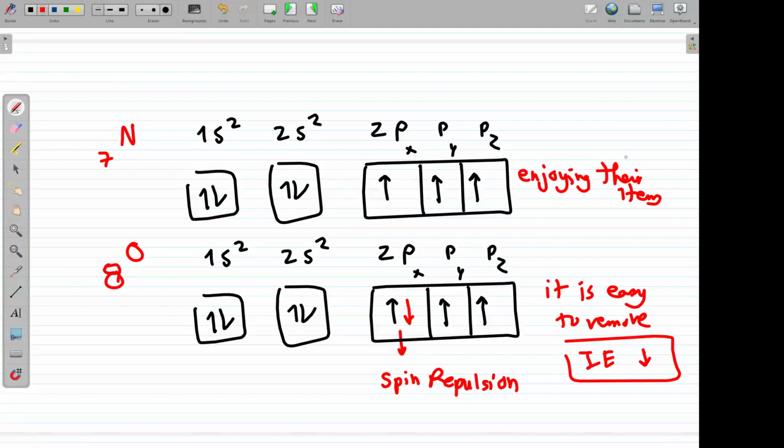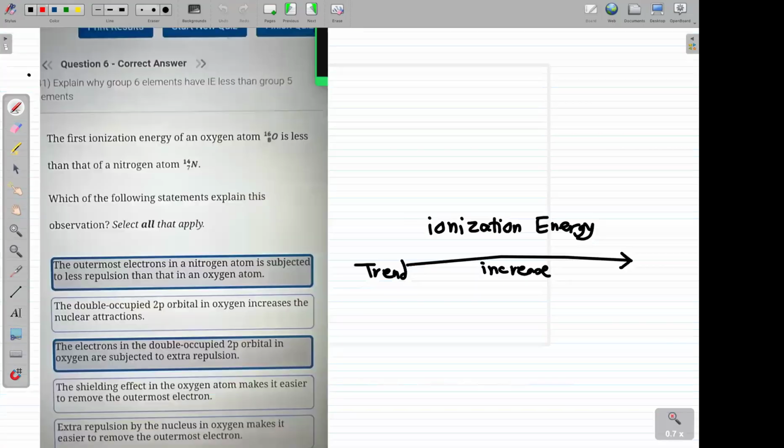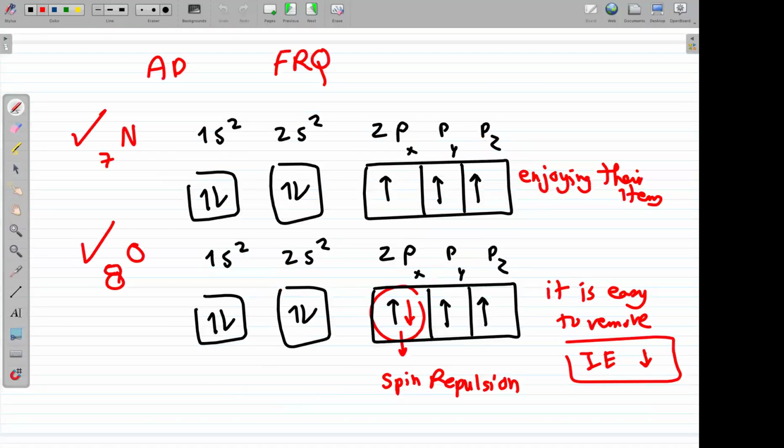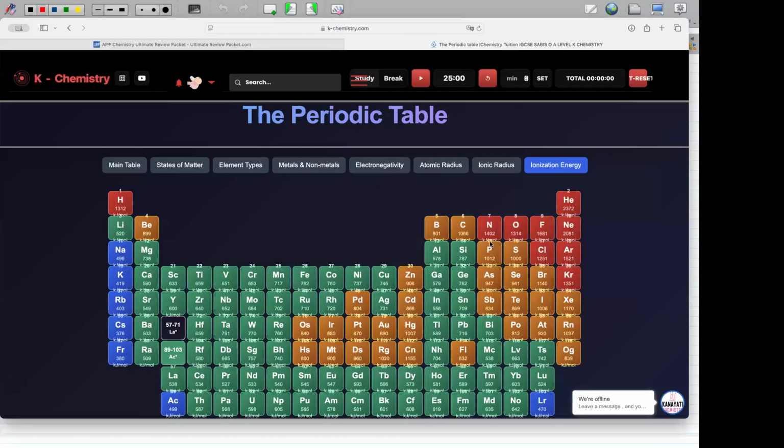In order to explain all this in the AP Chemistry FRQ exam, you have to draw these two and show that this one is causing spin repulsion. If you don't want to write all this, the outermost electron is subject to less repulsion than that in oxygen, and electrons in the doubly occupied 2p orbital are subjected to extra repulsion. You can just help yourself in the exam: draw the two configurations and tell the examiner that this electron in the 2p shows extra spin repulsion.